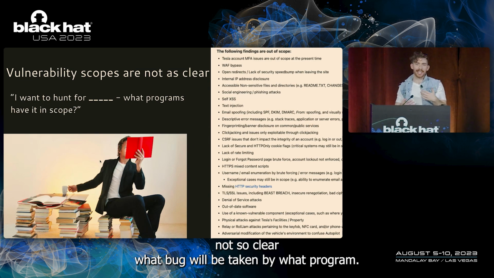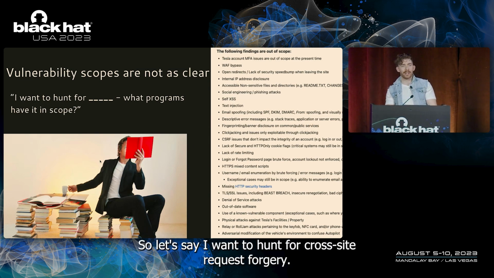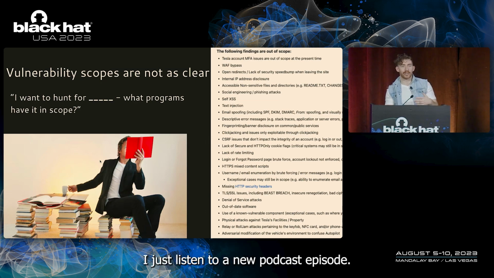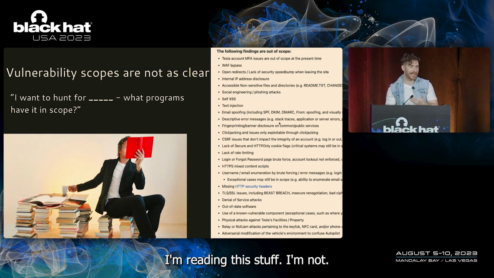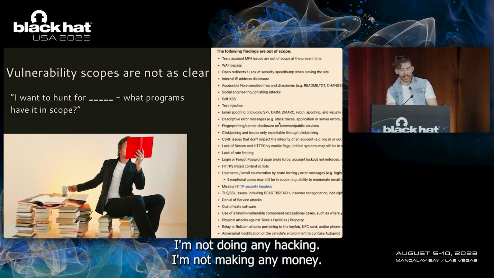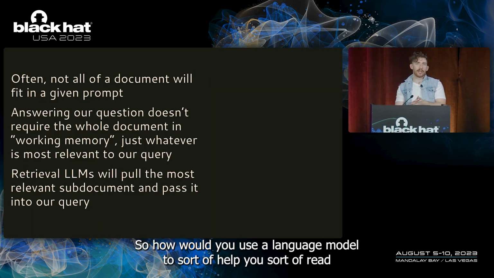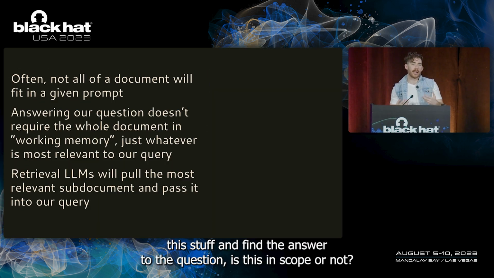What bug will be taken by what program? Let's say I want to hunt for cross-site request forgery. I just listened to a new podcast episode, and there's some new technique I want to try. Who's available? I have to read all of this. And all the time I'm reading this stuff, I'm not finding any bugs, not doing any hacking, not making any money. So how would you use a language model to help you read this stuff and find the answer to the question, is this in scope or not?